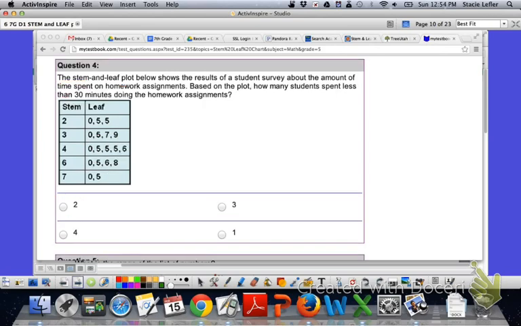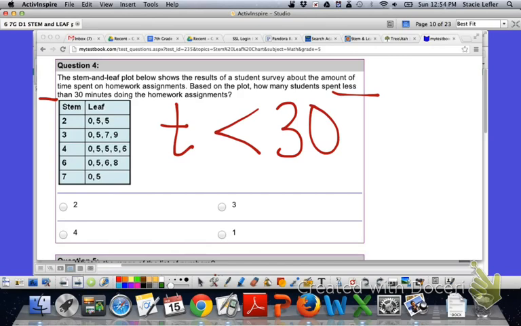With this stem and leaf plot, how many students spent less than 30? That would be the amount of time they spent would be less than 30 minutes. So find where the 30 is at, and we can't include that because it doesn't equal 30 minutes. But count all the data that is less than 30. And what do you find? 3 of them: 20, 25, and 25.